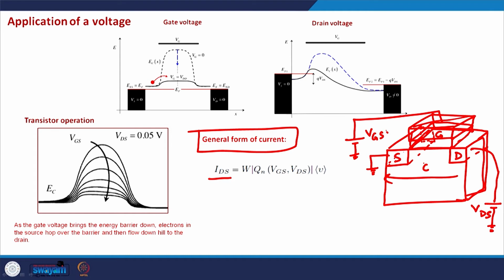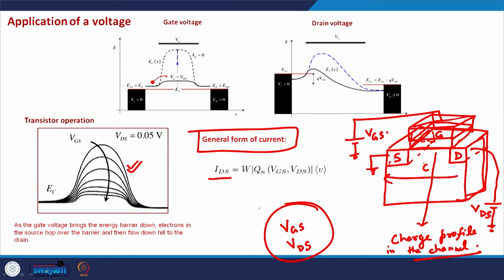Now, as we have seen, because of the drain voltage and the gate voltage, this is how the band diagram will look, and this will create a sort of charge profile in the channel. So the charge profile in the channel will be dependent on VGS and VDS.